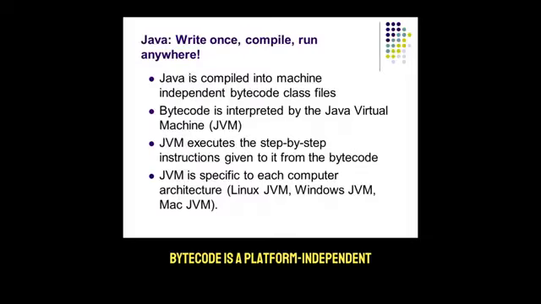Bytecode is a platform-independent, low-level representation of Java code that can be executed on any system with a JVM. The JVM interprets or compiles this bytecode into native machine code, ensuring that Java applications run consistently across different platforms. The JVM also handles memory management, garbage collection, and runtime optimizations like just-in-time compilation, making Java efficient. It provides a secure execution environment by enforcing access control and verifying bytecode before execution.